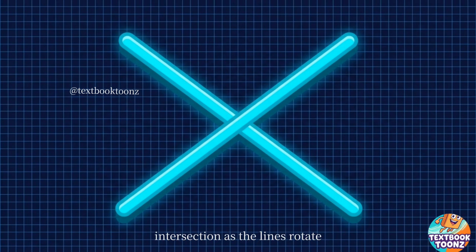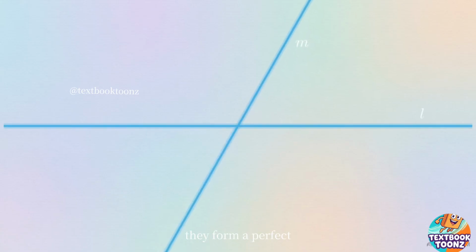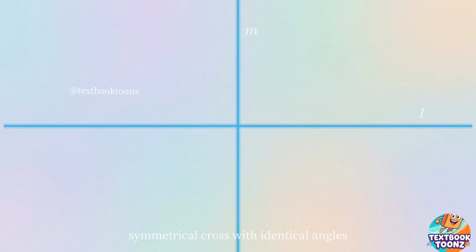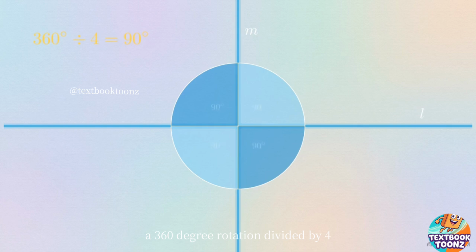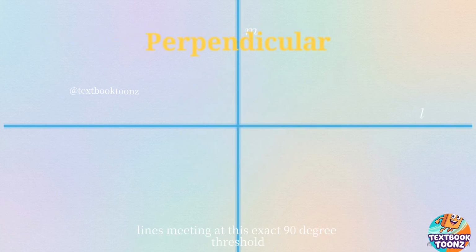specific intersection. As the lines rotate, they form a perfect symmetrical cross with identical angles. A 360-degree rotation divided by 4 means each sector is exactly 90 degrees. Lines meeting at this exact 90-degree threshold are perpendicular, marked with a small square denoting a right angle.